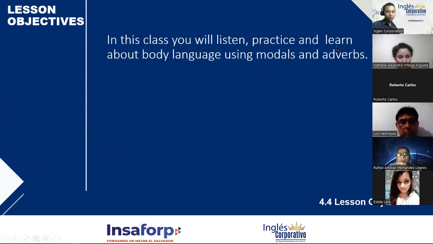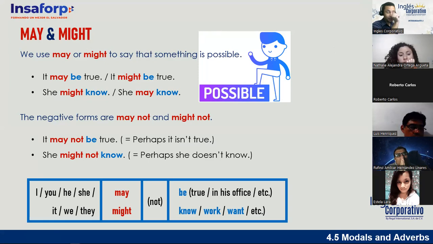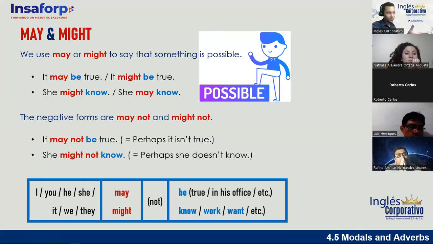Now you have the modal verbs. We have may and might. Okay, so this is the same information from yesterday, just a review. Solamente un repaso. So how do we use may and might? Just remember, we use may and might to say that something is possible. Okay, you use may and might when you are not sure about something. Okay, that's the idea. You express only a possibility.